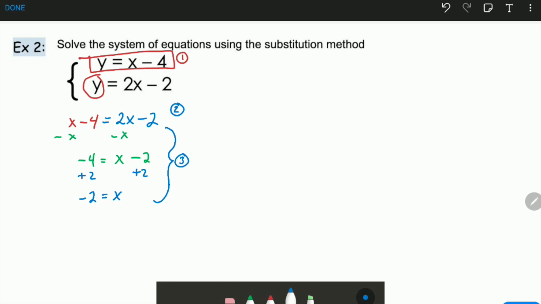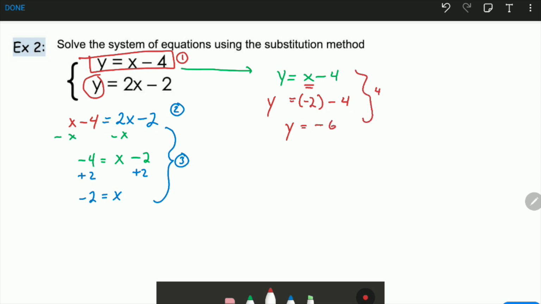There's our third step. And the fourth and final step is to just plug the -2 back in so that we can figure out what y is. So I'm going to use the one I put in the box there. So y equals x minus 4. We'll replace x with -2 and then just finish solving. So negative 2 minus 4 is negative 6. That's our fourth and final step. So overall, our answer is y is negative 6 and x is negative 2, or as an ordered pair, negative 2, comma, negative 6.